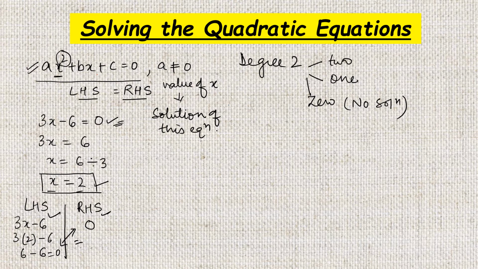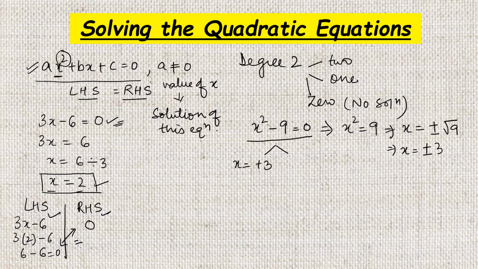Now, why this is possible? Consider this simple equation. If I take x square minus 9 equal to 0, it implies x square is equal to 9. It implies x is equal to plus minus square root of 9. So x is equal to plus minus 3. So this equation has 2 solutions of x, either plus 3 and minus 3 as well.